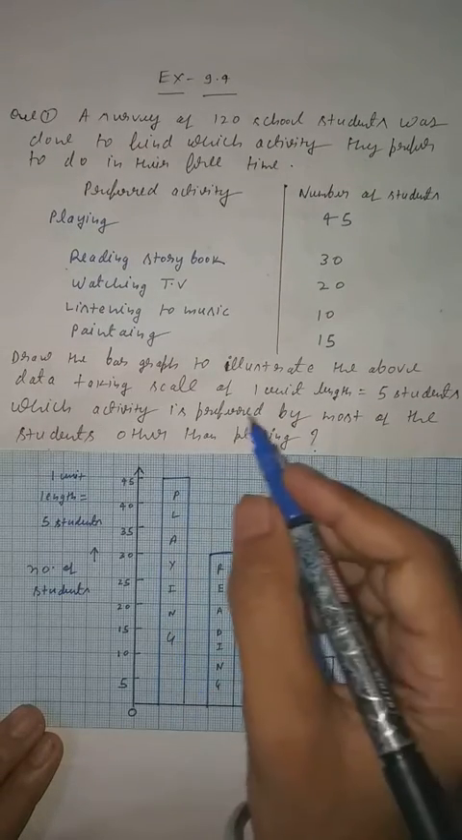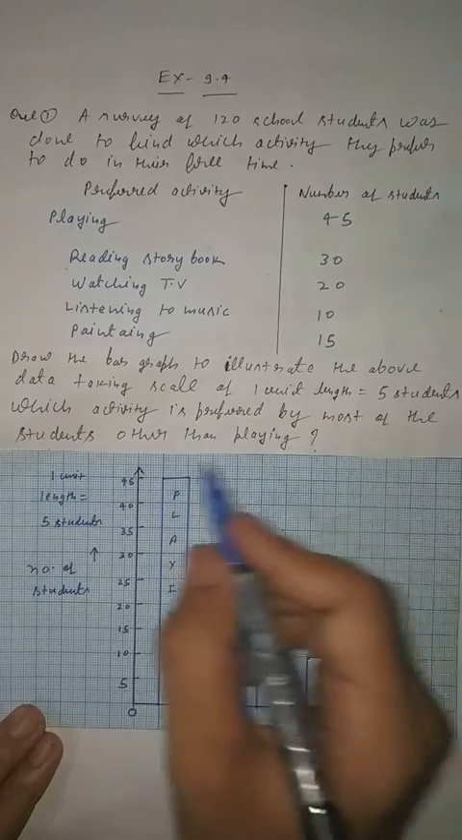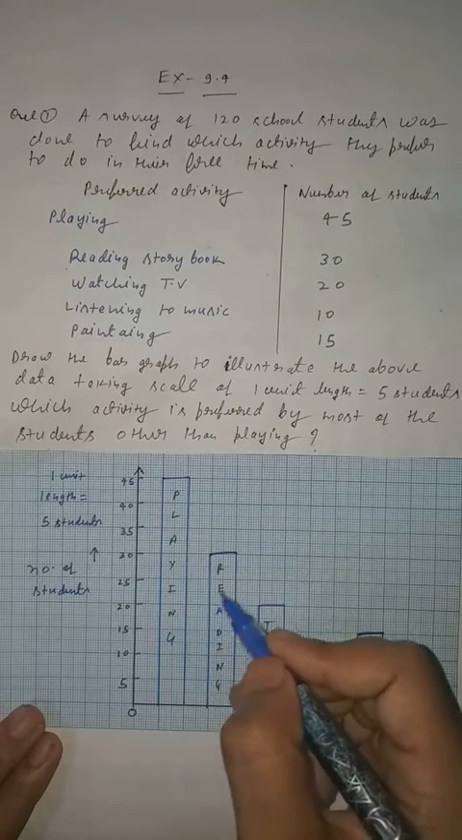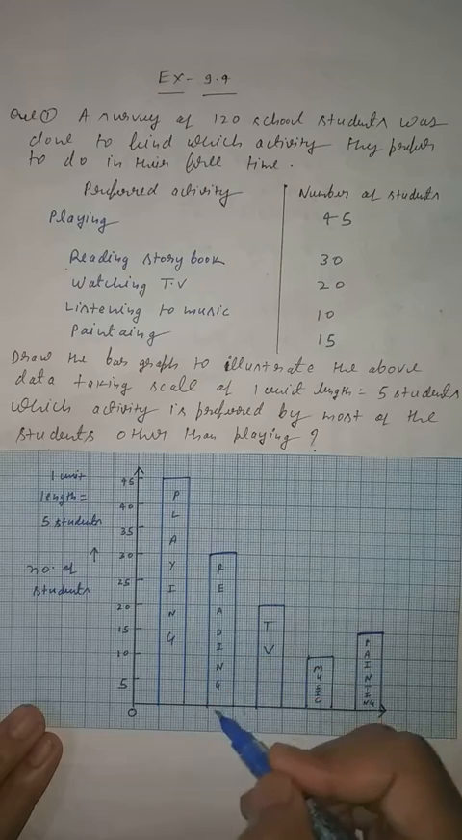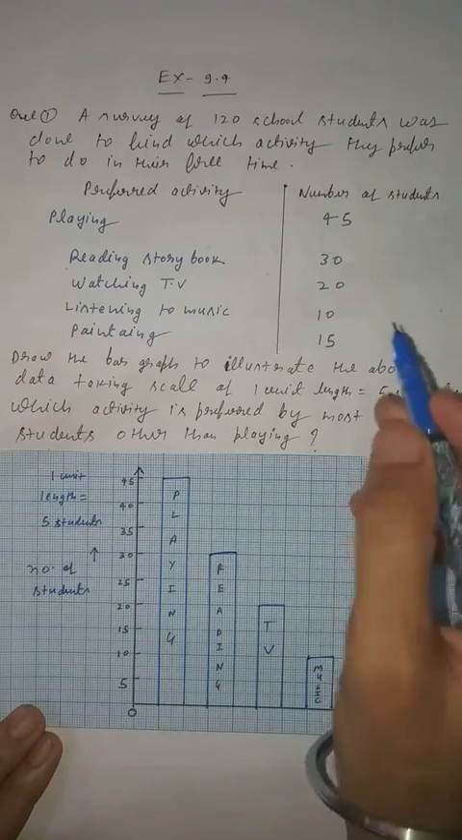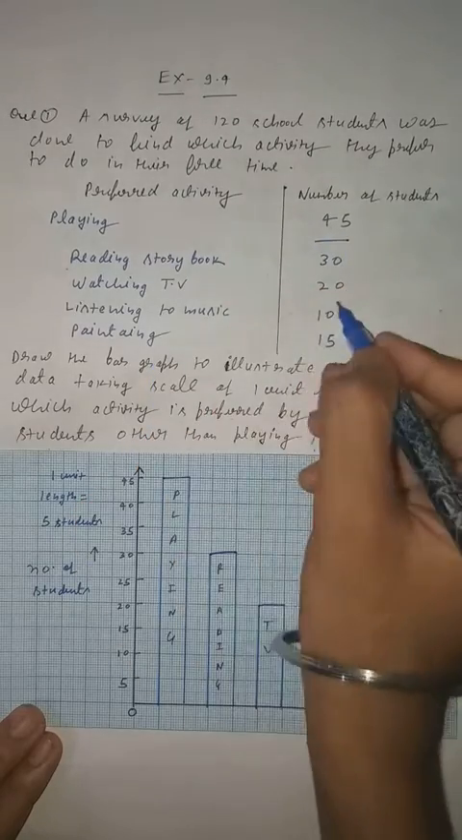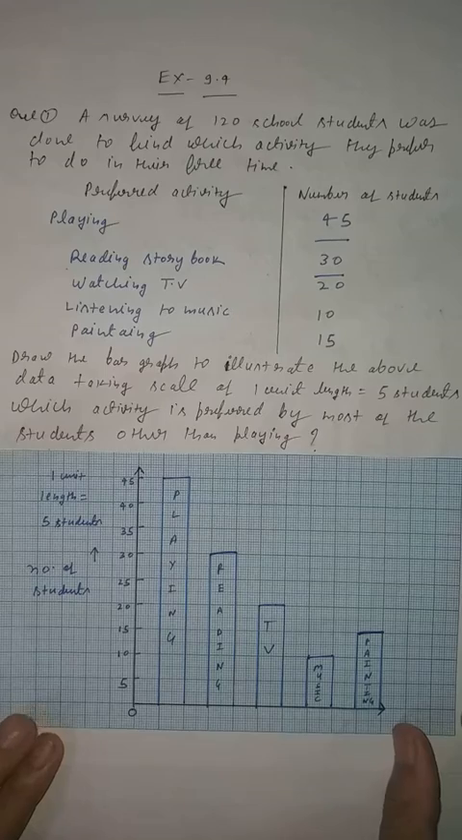After playing, it is asking the question which activity is preferred by the most of the students other than playing. Other than playing means you don't have to take playing, you have to take the second thing after playing. So after playing, reading is what most of the students like. And here also you can see the number of students in playing is 40. After 40 the maximum number of students is 30. Clear, student? So the answer will be 30.